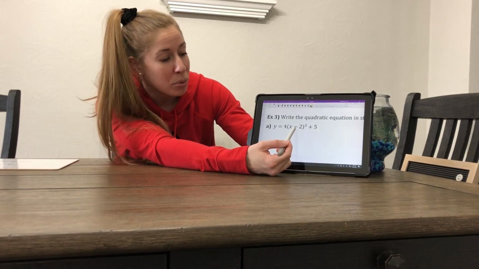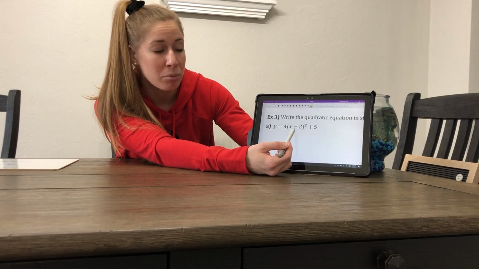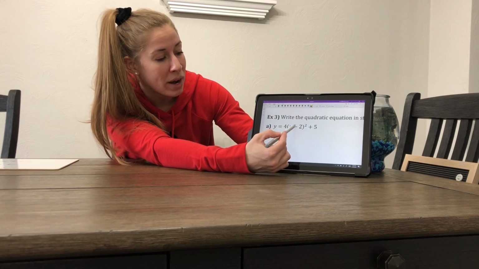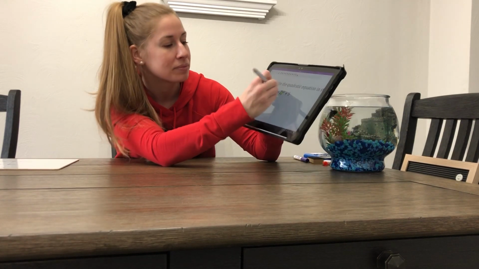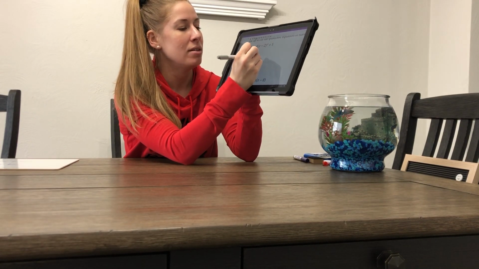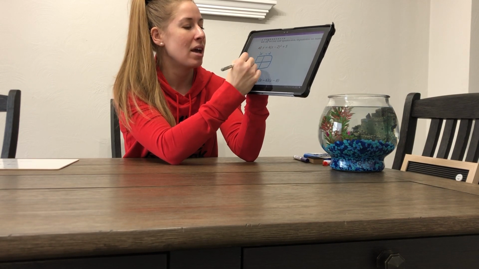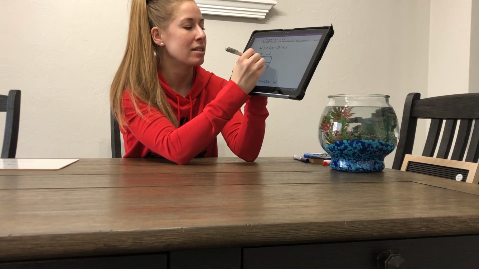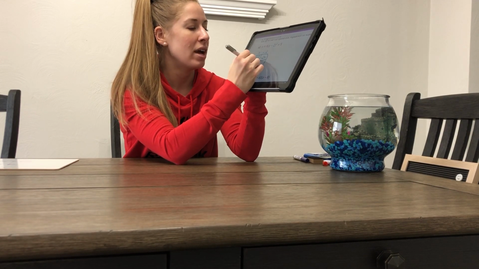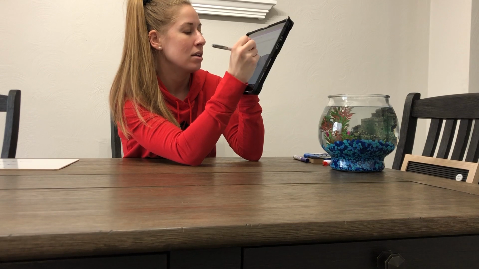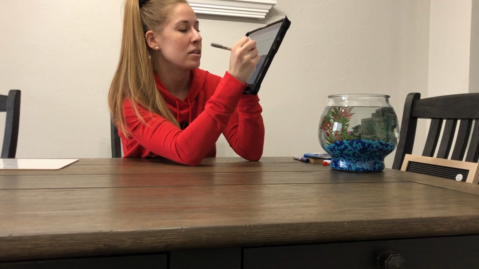First, your parentheses. Well, there's nothing to do inside of the parentheses, so next is exponents. Ooh, we got an exponent. So we need to square this x minus 2. I'm going to use the box method. So we have x minus 2 times x minus 2. x times x is x squared, negative 2x, positive 4. And then that gives us x squared minus 4x plus 4.